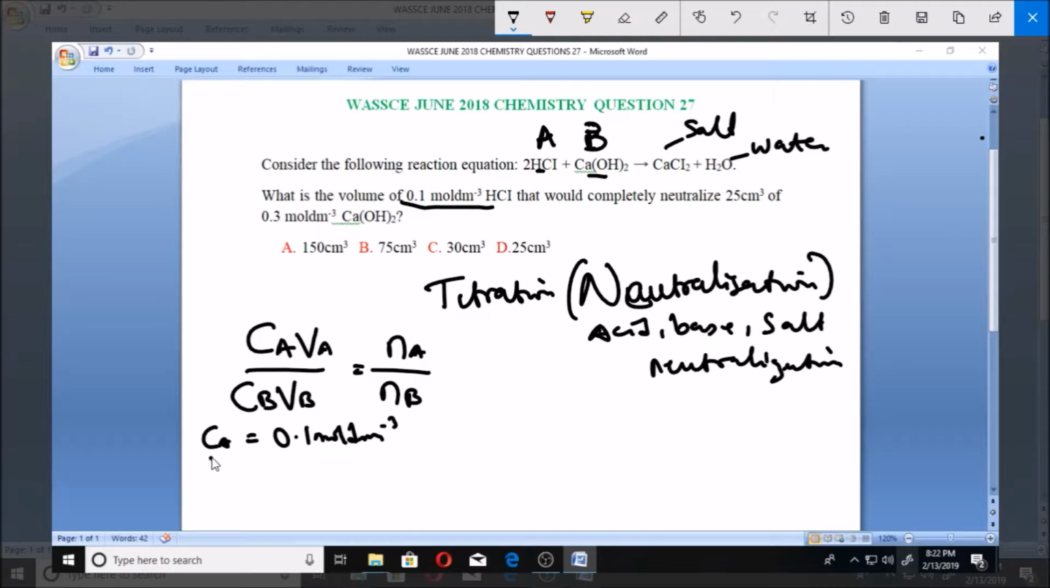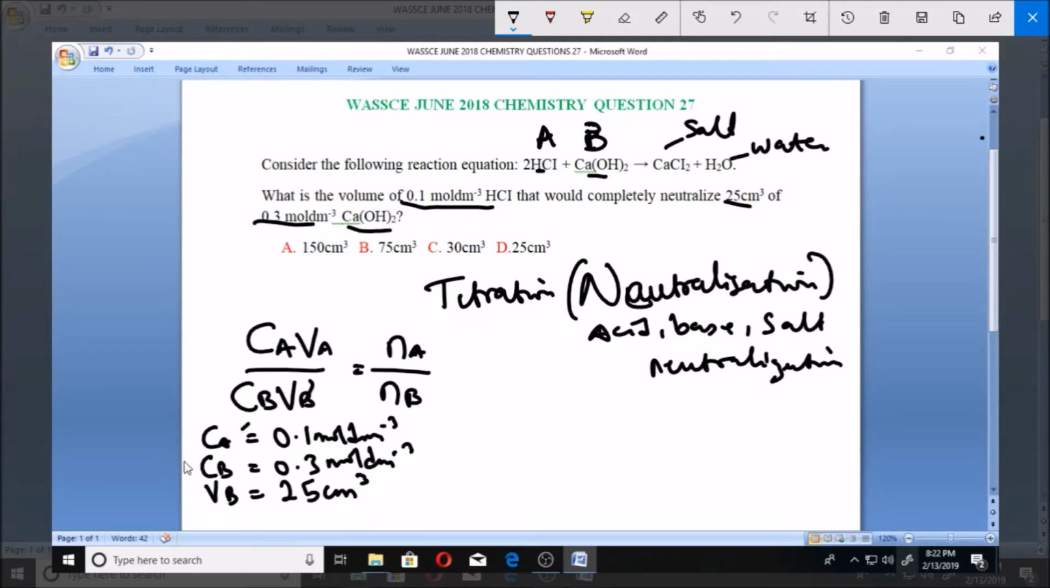Now we are also given that the concentration of the base is 0.3 mol/dm³. That's the concentration of the base, and it is clearly here. Ca(OH)2 is the base, this is where I indicated it as the base, and this is the concentration given, which is 0.3. Now we look at the volume of the base. Is it given? Yes, it is given. We need to neutralize 25 cm³ of the base. So this is the volume of the base, which is 25 cm³.